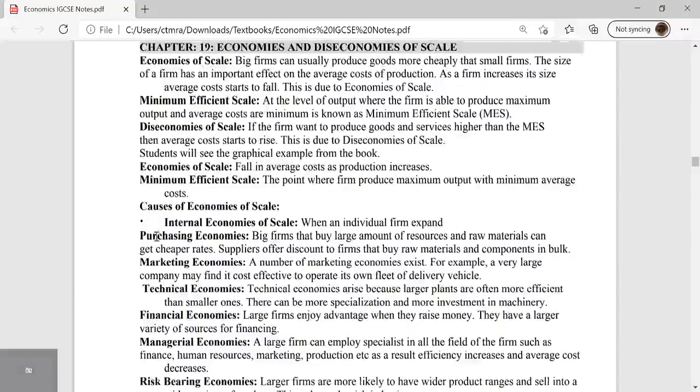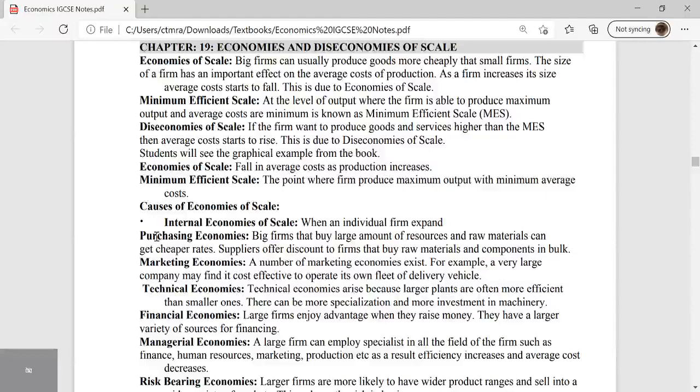So economies of scale is basically when the firm increases the production. Okay, and then what happens? Average cost starts to fall. We already did the formula of average cost. Average cost is basically the total cost divided by output. Okay, so that's why when we increase the quantity, the value of the average cost is falling. Okay, so economies of scale is a very good thing.